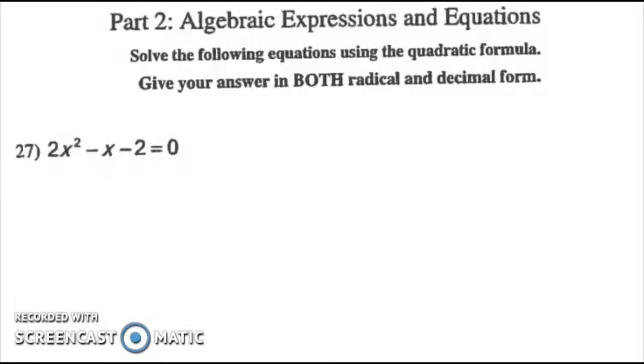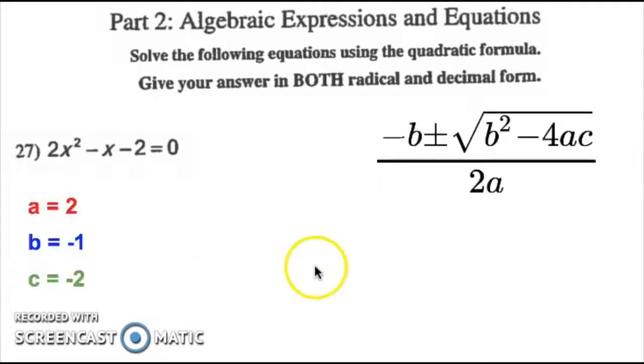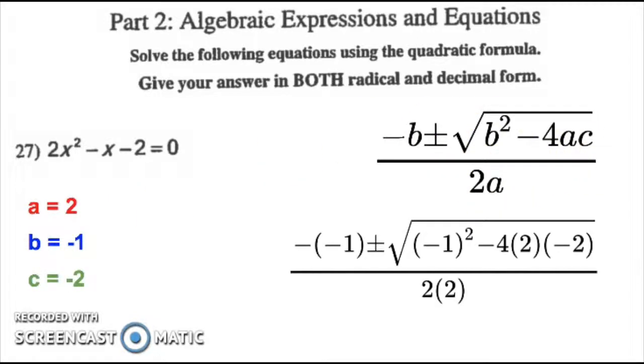Number 27, it is asking you to use the quadratic formula to solve the equations and to write it in both radical and decimal form. So this is the quadratic formula. So we have a equaling 2, b equaling negative 1, and c equaling negative 2. So we need to substitute all of that in for a, b, and c in the formula. So let's do that. Again, negative 1 is b, 2 is a, and negative 2 is c.